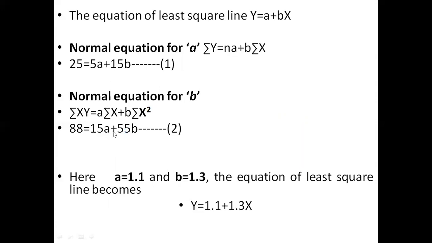Based on the solution, we will get the value of a and b, which are 1.1 for a, and the value of b is 1.3. So the equation of least square line, again y equal a plus bx. So we will insert a 1.1 plus bx, b equal 1.3, 1.3x. So this is your desired result, y equal a plus bx. I hope it is clear.